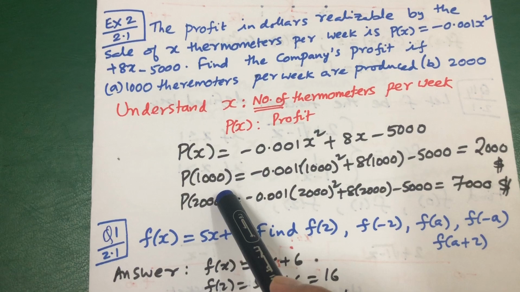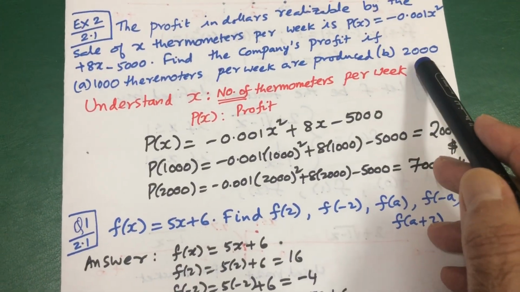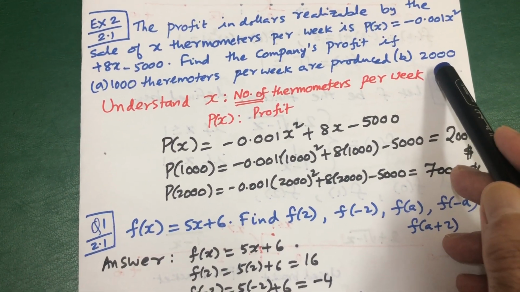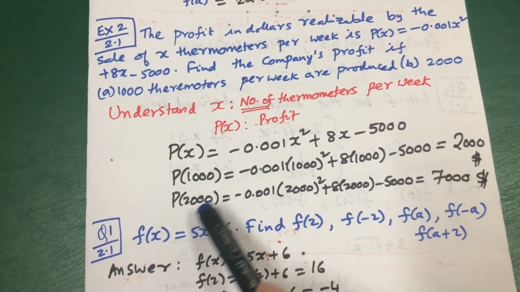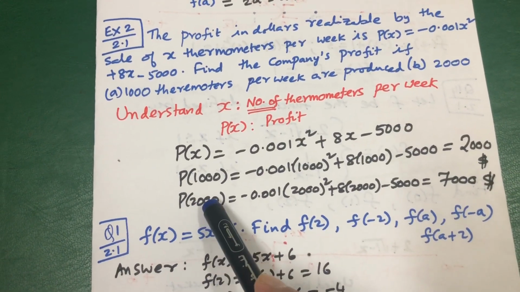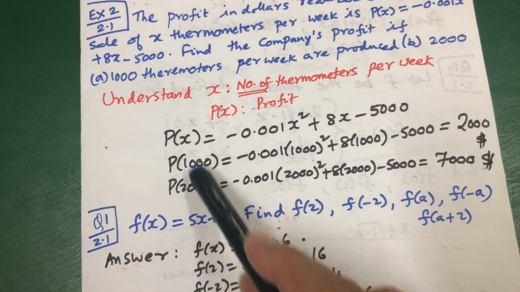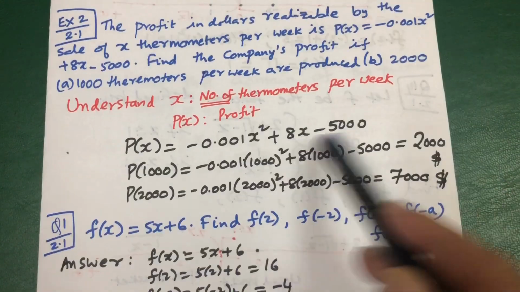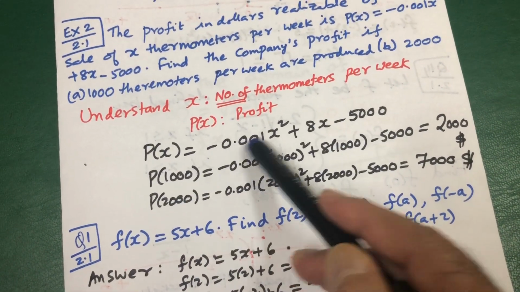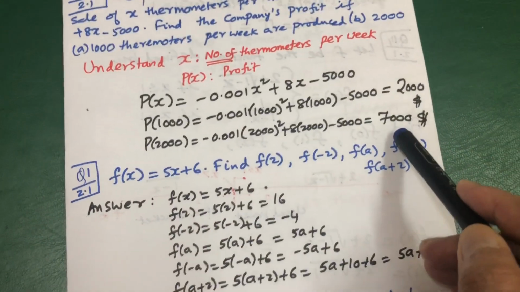So P(1000) is equal to, replace x with 1000. So here you get 2000. What is the second question? Find the profit when the number of thermometers sold are 2000. P(2000) means profit when 2000 thermometers have been sold. So replace x with 2000. So here x is 2000 square minus 8 times 2000 minus 5000, which is equal to $7,000.